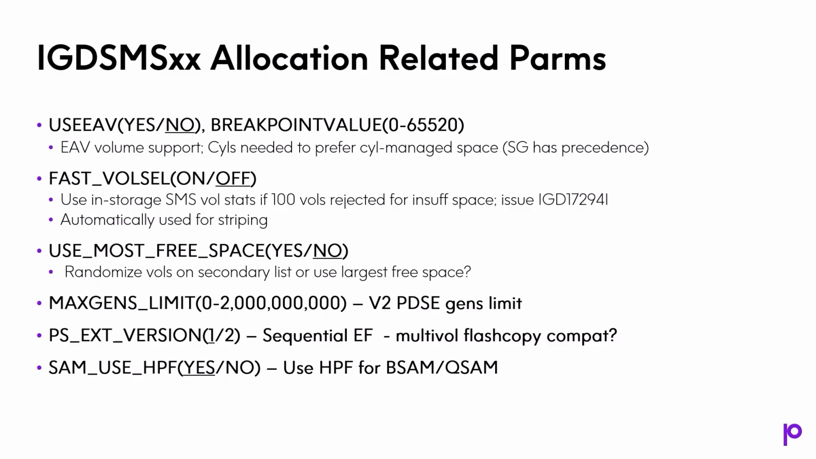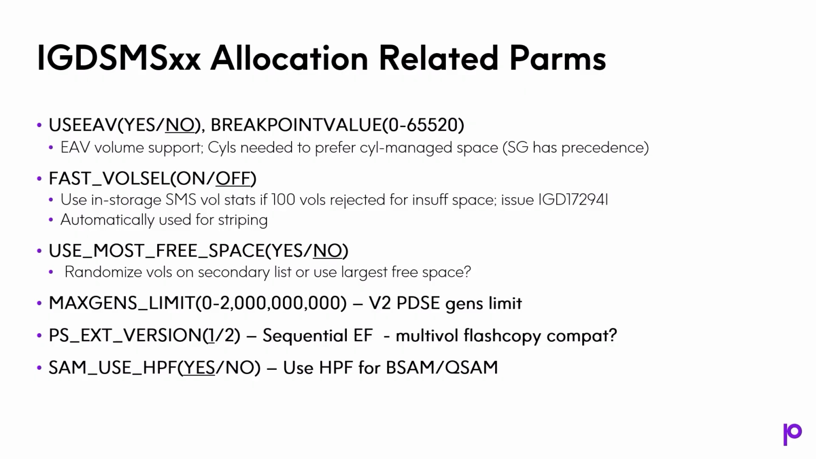And so this can be useful if we've got a lot of fragmentation. In fact, it changes the volume selection algorithm. For a striped data set, the fast volume selection algorithm is automatically used. So it might be worth turning on fast volume selection if you've got a very large number of volumes and there's a lot of fragmentation going on.